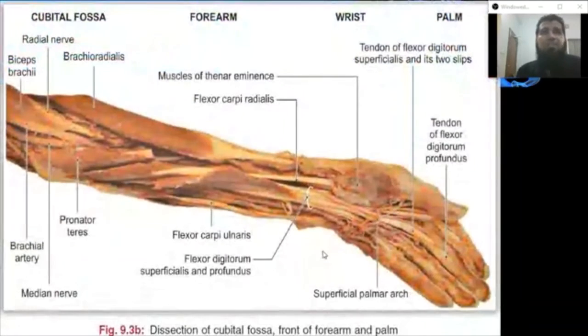So this is the figure showing the dissected portion of the anterior aspect of the forearm. Here, from lateral to medial, this is the brachioradialis. There is the radial nerve. There is the biceps brachii tendon. There is pronator teres. So there is a cubital fossa here. The lateral boundary is the brachioradialis, and the medial boundary is the pronator teres. And this is the brachial artery here. And this is the median nerve.